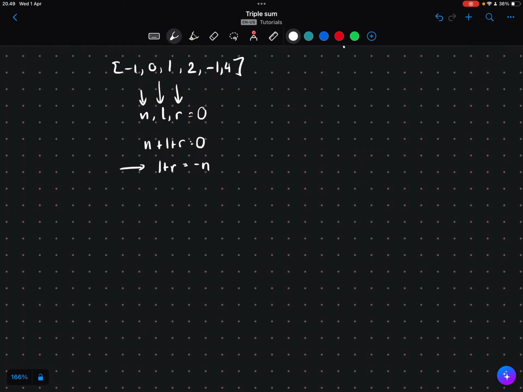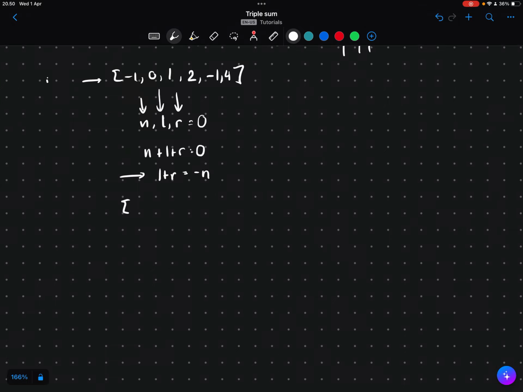The first thing you always want to do with 2 pointers is consider whether the array is sorted or not. In this case we were given an unsorted array, but if we do sort the array, this question becomes much easier. So if we consider the same input, sorted, this is -4, -1, -1, and then 0, 1, and 2.